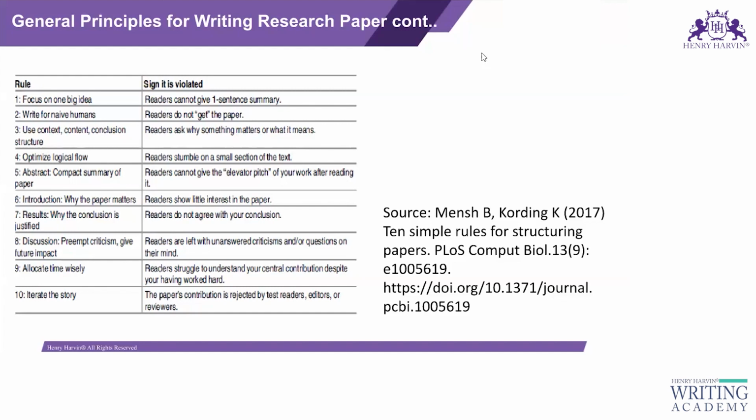Then iterate the story. The paper's contribution is rejected by readers, editors, or reviewers. If these rules are not followed, or the paper is not written clearly, properly, transparently, and concisely, the paper's contribution is rejected by the readers, editors, or even the reviewers, or it will not be published at all. So if you do not want this to happen, try to follow these rules when you are writing each section of your paper. Okay, understood? Is it clear?